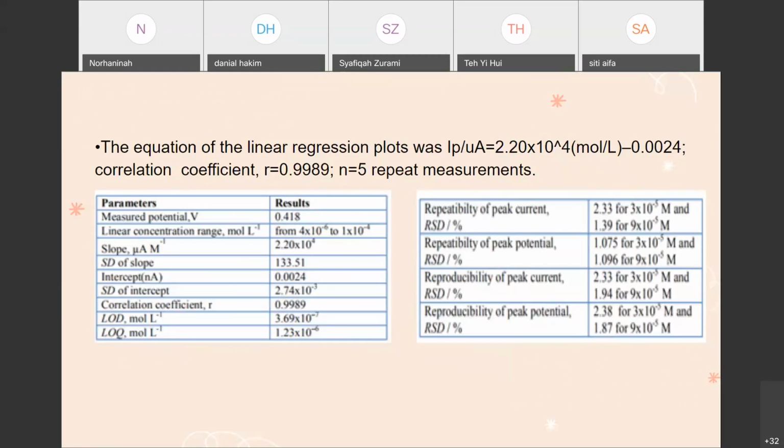The equation of the linear regression plot was Ip in microamperes equal to 2.2 exponent 4 molar, and the correlation coefficient is 0.9989, and it is repeated 5 times. So below is the results. Next.